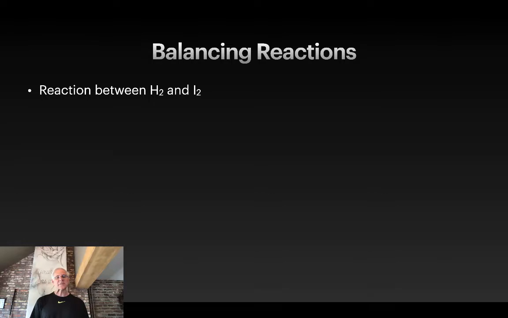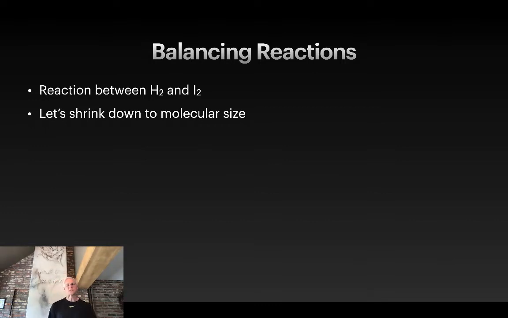Let's take a look at a very simple reaction between H2 and I2, just two diatomic molecules that are going to smash into each other here. So first thing we want to do is shrink ourselves down to molecular size. We're going to pop down really small, hop into our little molecular sized jet, and fly around this gas phase reaction where I have H2 gas molecules and I2 gas molecules.